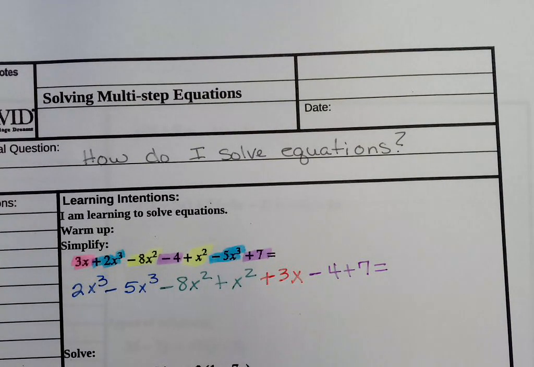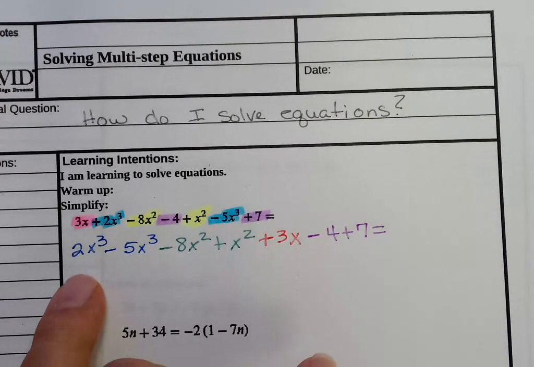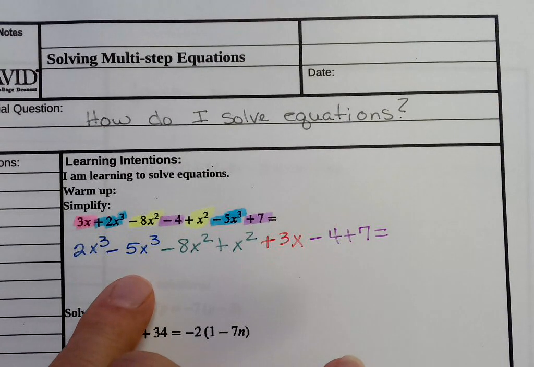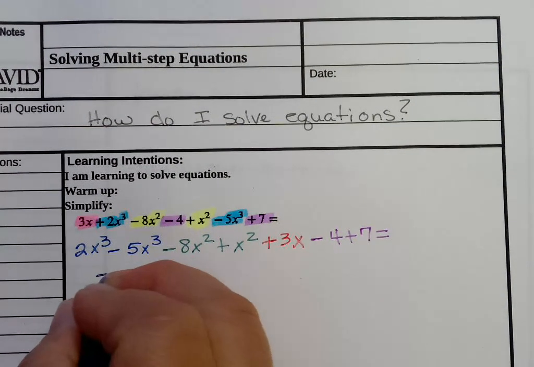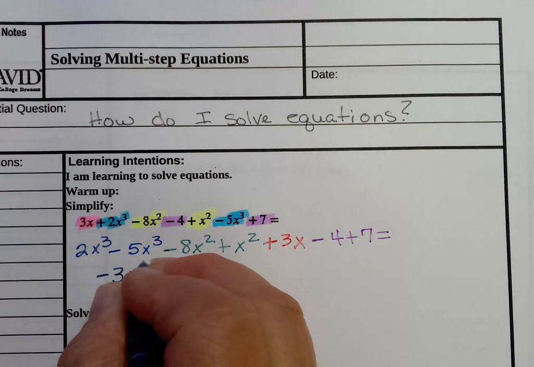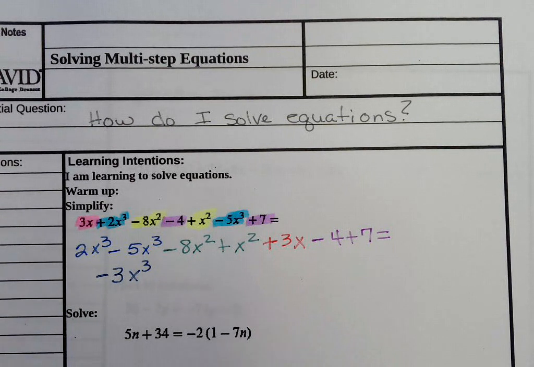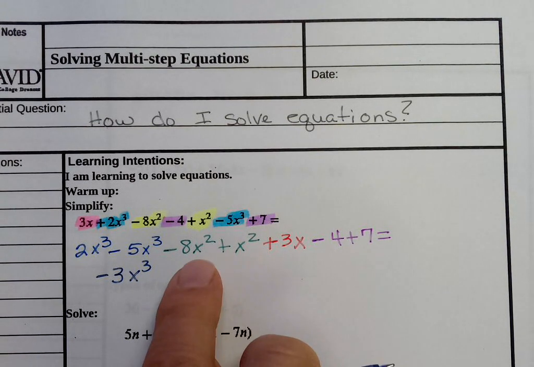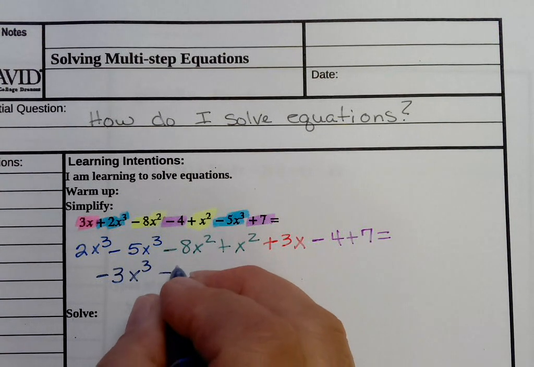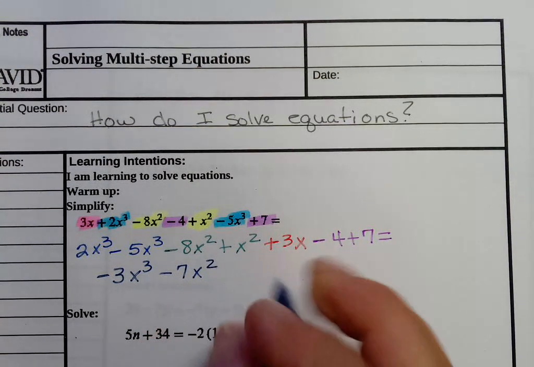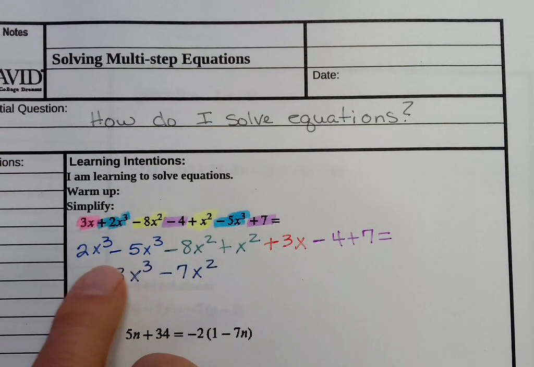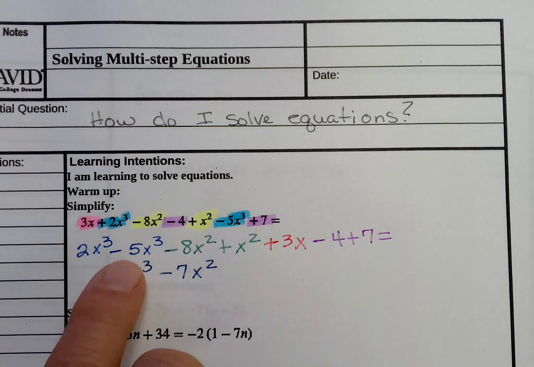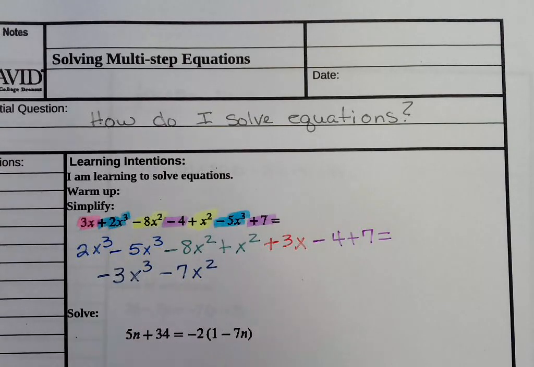Okay, so let's wrap it up now. I started with 2x to the third. I removed 5. That means it's a negative 3x to the third. I had negative 8x squared. I added 1. So that would be negative 7x squared. Remember, if they're opposite symbols, you actually subtract. Then keep the sign of the larger number.